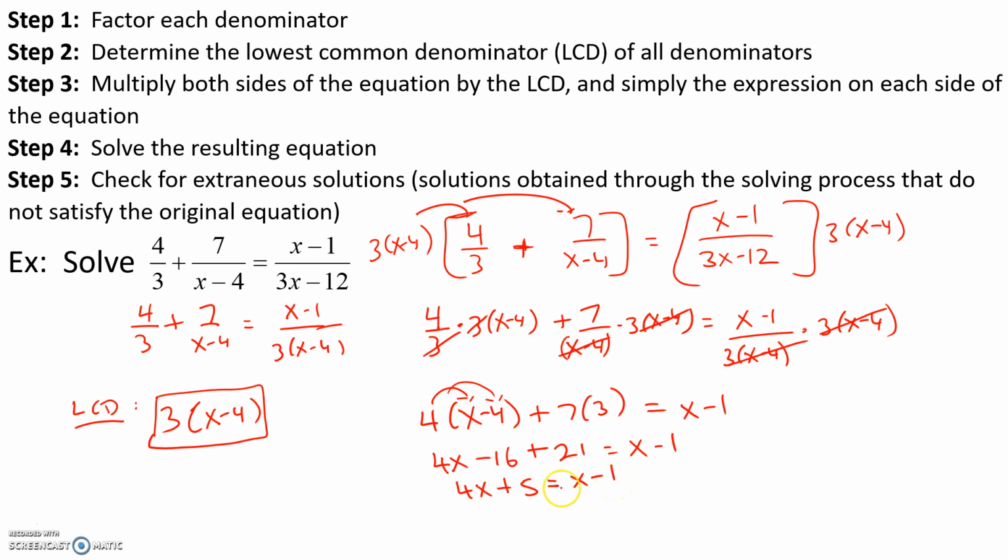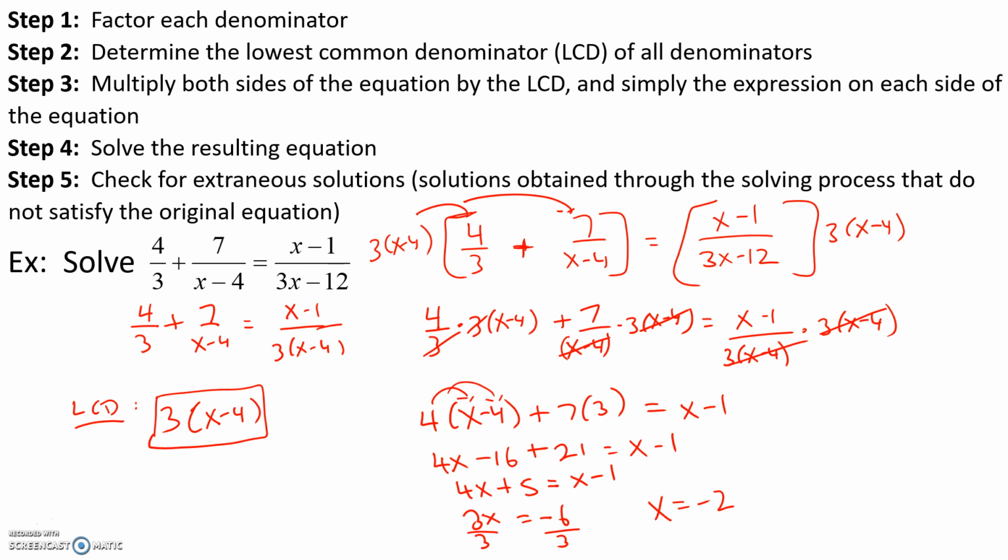We will move all the variables to one side, all the numbers, the constants, to the other side. So if we subtract x, we get 3x. Subtract 5, we get negative 6. And if we divide both sides by 3, then we would get x equals negative 2 as our answer.